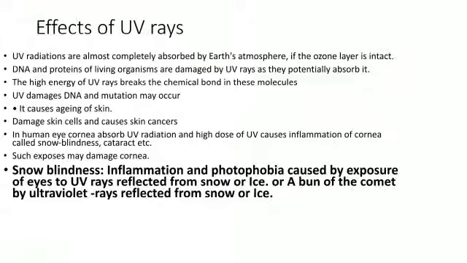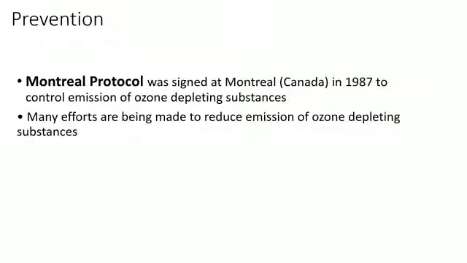It causes aging of the skin. The skin cells start to die, so that aging takes place. Then it causes skin cancer, and it causes eye problems. That eye problem is called snow blindness, inflammation of the cornea. This causes photophobia, we are not able to differentiate the color, and this inflammation takes place, and this is called snow blindness. Okay, and then they may ask you a 1 mark question about snow blindness. Now, how will you prevent this?